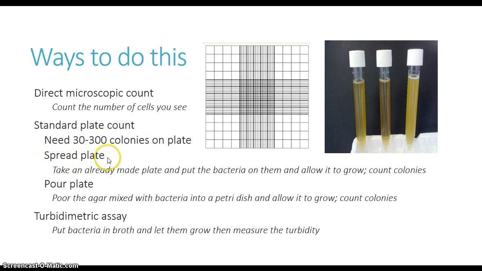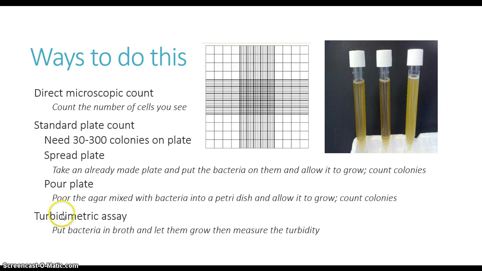You can do this two ways. You can spread plate. You can just put them on top of the agar. So you take a plate that's already made, and then you just put the bacteria on top, and then you allow it to grow, and you count the number of colonies. Or before the agar is solidified, you can actually combine it with the agar and allow it to grow within the agar, and then count the number of colonies. We do both of these in this lab.